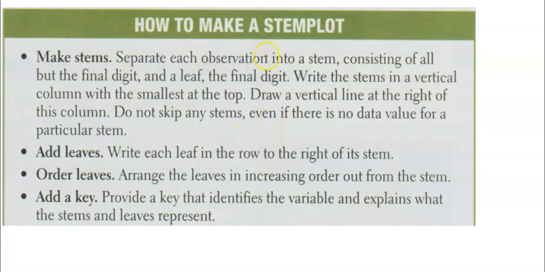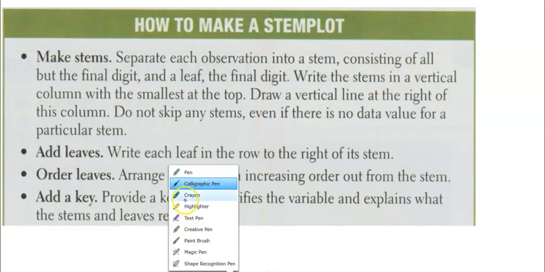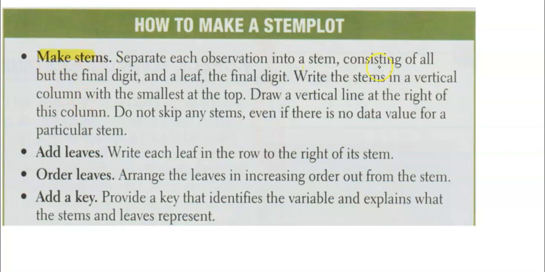Okay, so how do we make our stem and leaf plots? We separate each observation into a stem consisting of all but the final digit. The leaf is the final digit. Write stems in a vertical column from smallest at the top. Draw a vertical line at the right of the column.